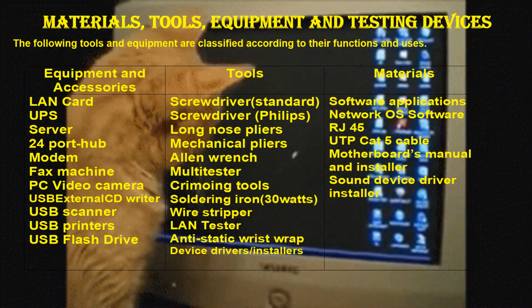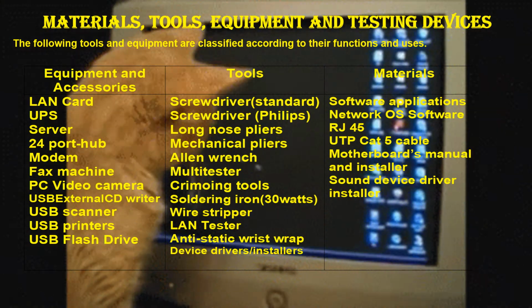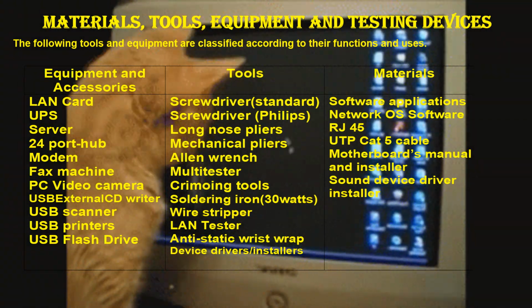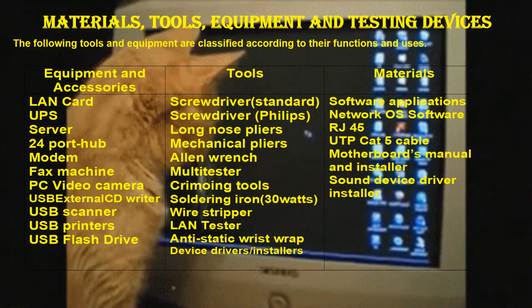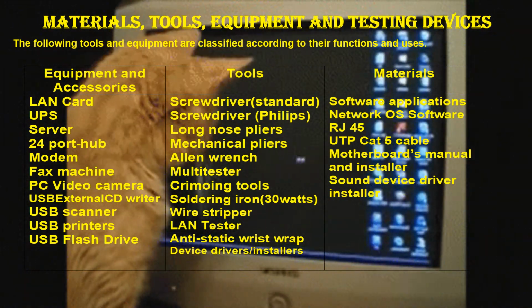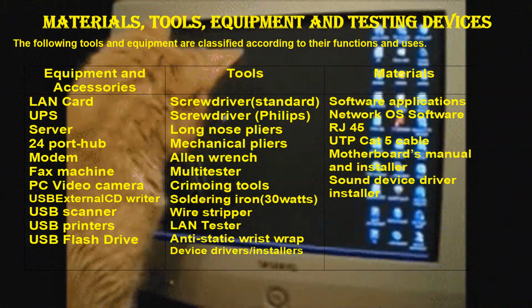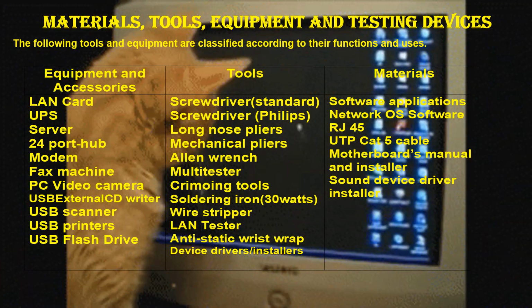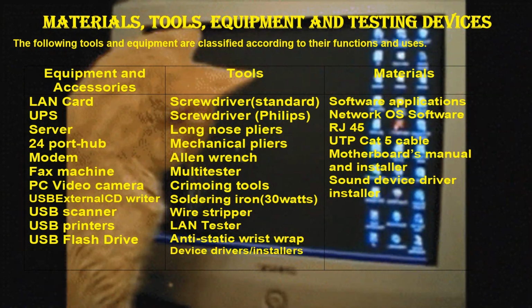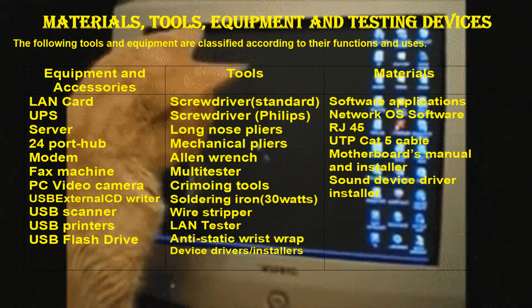The following tools and equipment are classified according to their functions and uses. Equipment and accessories. First, we have the LAN card, UPS, server, 24-port hub, modem, fax machine, PC video camera, USB external CD writer, USB scanner, USB printers, and USB flash drive.